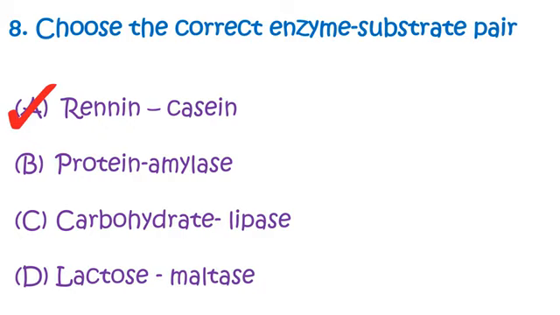In option D, we have lactose as a substrate. Lactose, which is a disaccharide present in the milk, requires lactase enzyme to be broken down into simpler sugars. Maltase is an enzyme which requires maltose as the substrate sugar.